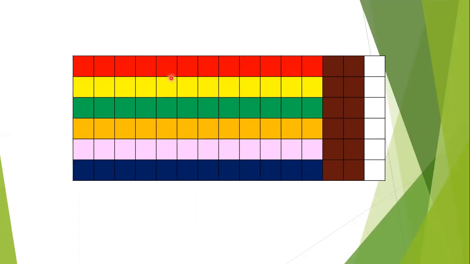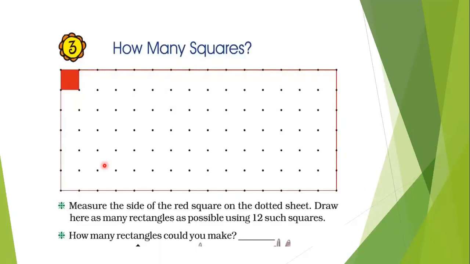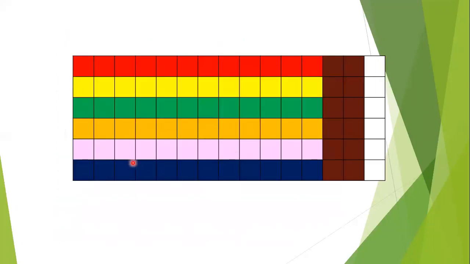And our question is, how many rectangles can be formed, each containing 12 squares, from these dots, from joining these dots? See, first I have taken lengthwise 12 squares. 1, 2, 3, 4, 5, 6, 7, 8, 9, 10, 11, 12. So 12 squares I have taken lengthwise.